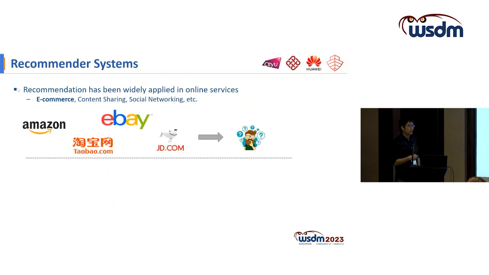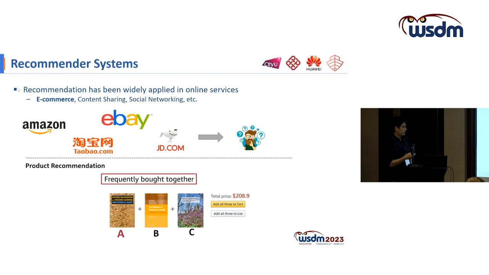Representative e-commerce services include Amazon, Taobao, eBay, Jingdong, and on this kind of platform, recommendation systems are usually used to provide product recommendations to users based on their historic behavior patterns. This figure shows an example of book recommendation on the Amazon platform, which is generated based on the bought-together behavior patterns of users.